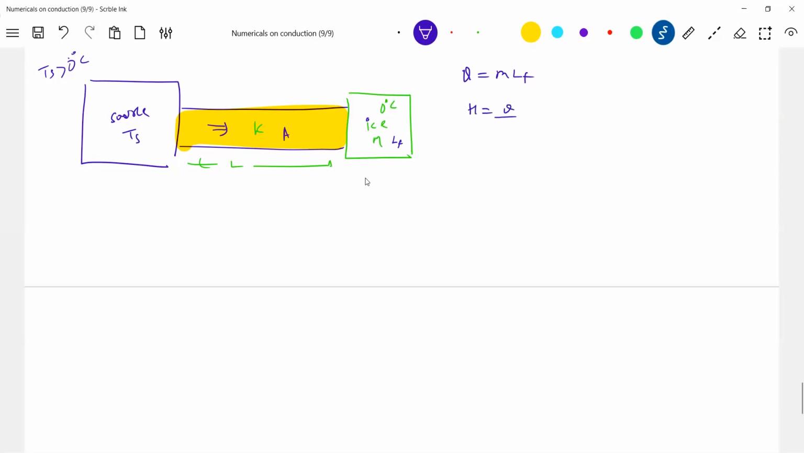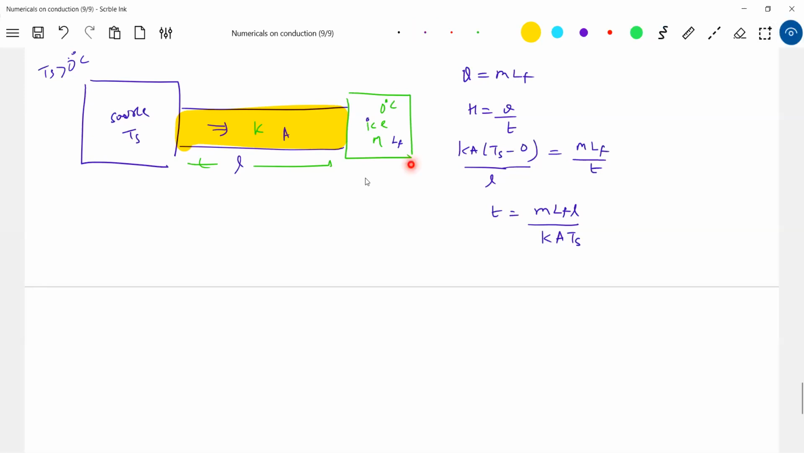Therefore, H equal to Q by T. In turn, what is H equal to? KA (Ts minus 0) by L. Small l, I'll write it so you don't get confused. In place of Q, you can write MLF by T. So the time taken is MLF small l by KA Ts. So the time taken for the ice to melt depends on what?